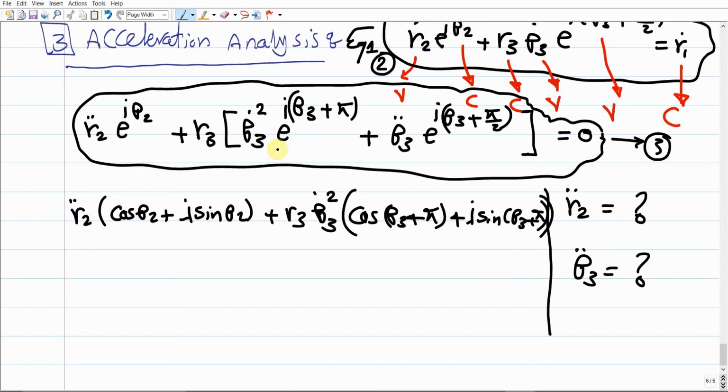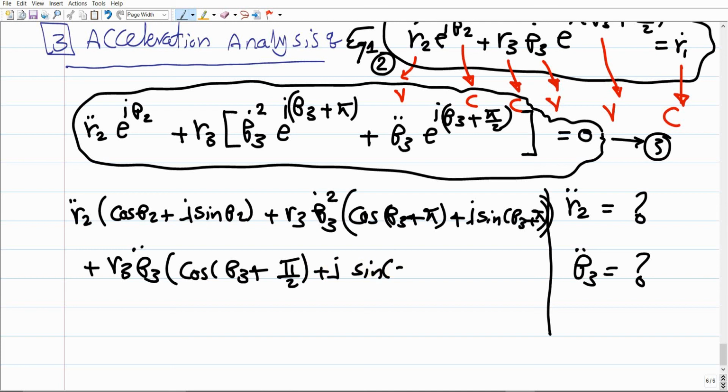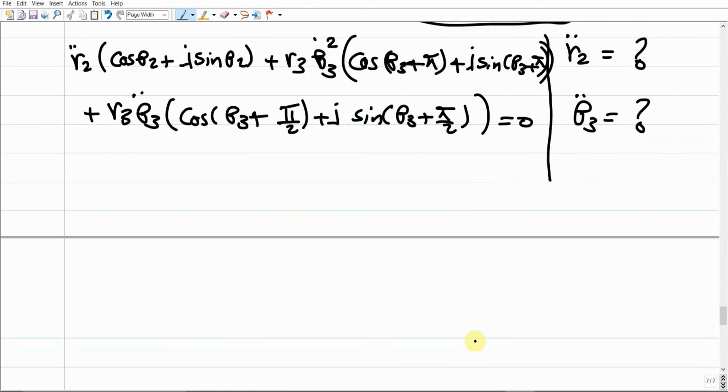So this is the first term, plus the second term, which is going to be R3 theta 3 double dot, the cosine of theta 3 plus pi over 2, plus i sine of theta 3 plus pi over 2, and this is going to give us the second term, equals 0. Then we're going to decompose this equation into its real and imaginary parts.